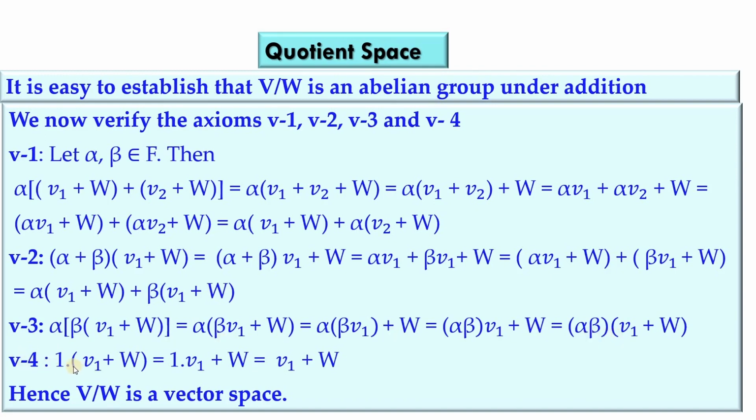Next, last V4, it is 1 into (v1 plus W). We have to show it as v1 plus W. So when we consider this using scalar multiplication, we have this. And using V4 in V, we get this step. So as all these axioms for V mod W to be a vector space are true, we conclude that V mod W is a vector space, and that's called the quotient space.